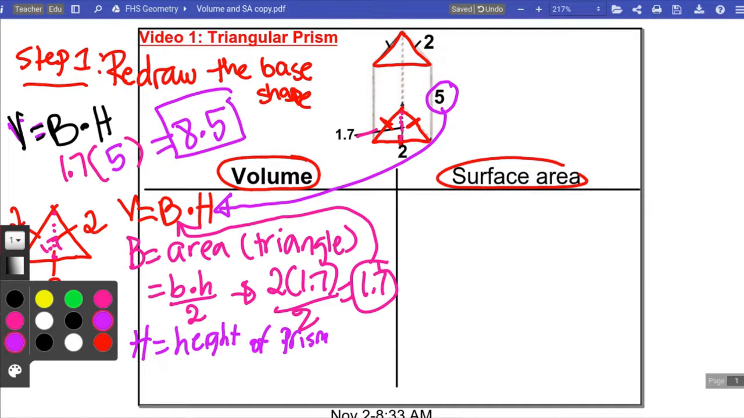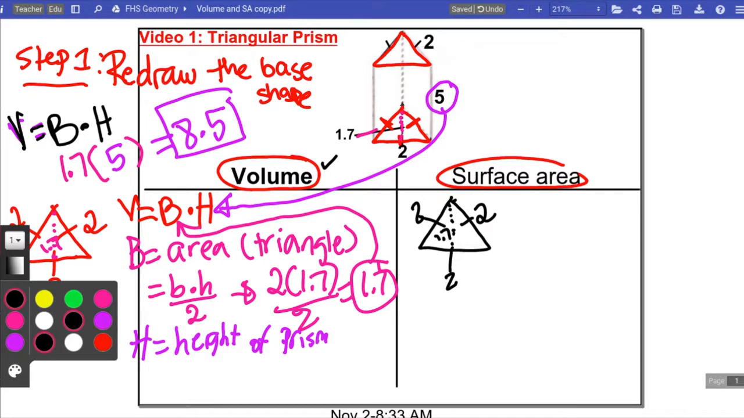All right, cool. On this side, let's do the surface area. Again, like I always say, start by redrawing. Step one is so important. Redraw your base. We're moving on to surface area. We're done with volume. Redraw your base. So our sides are 2, 2, 2, and we also have a height of 1.7.